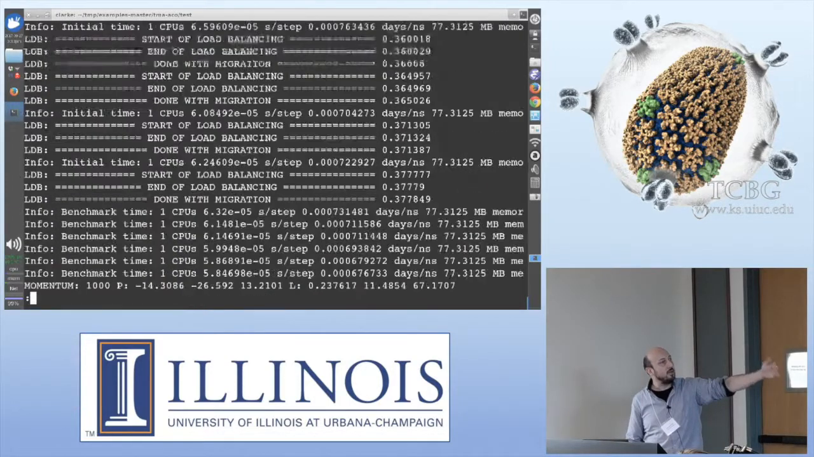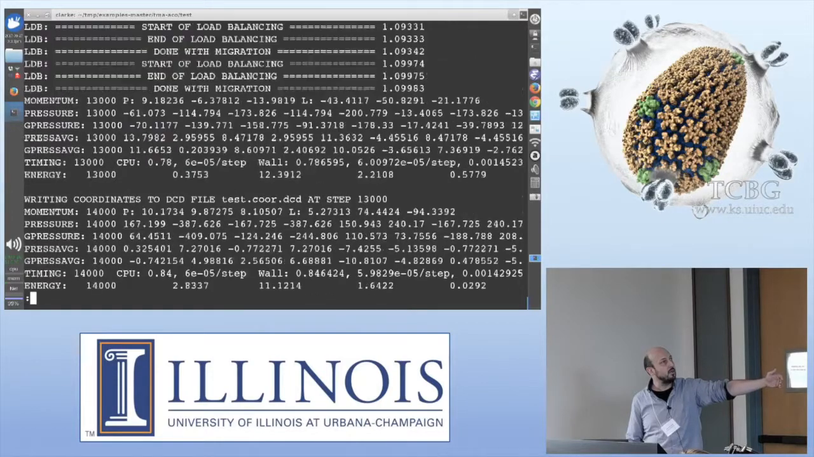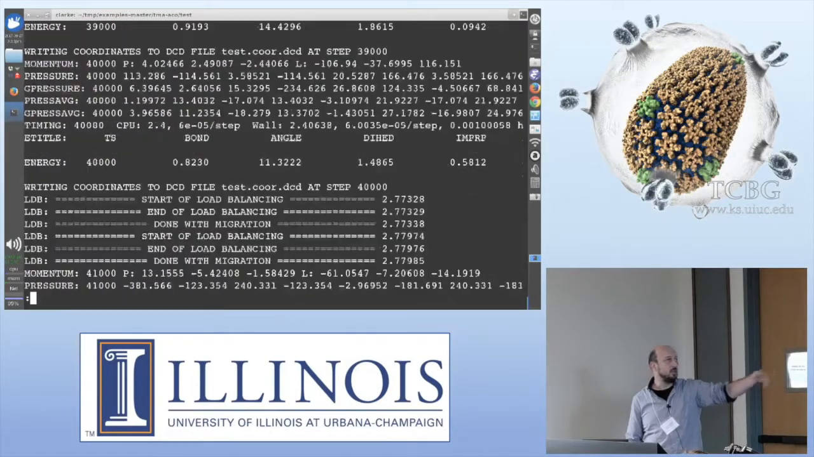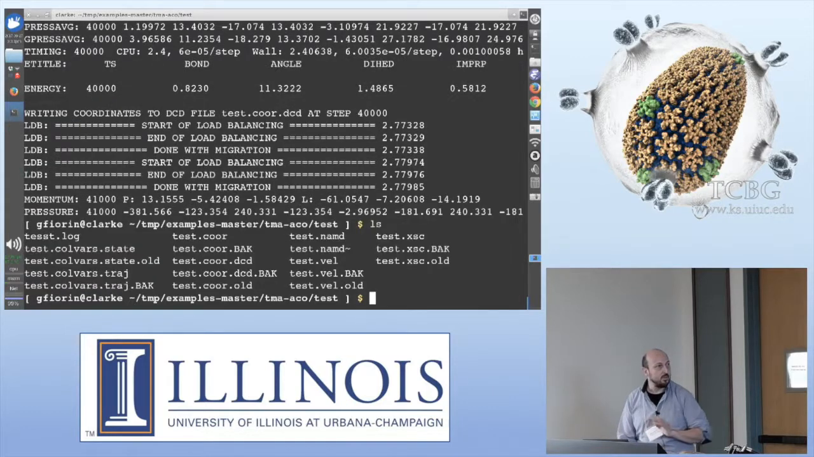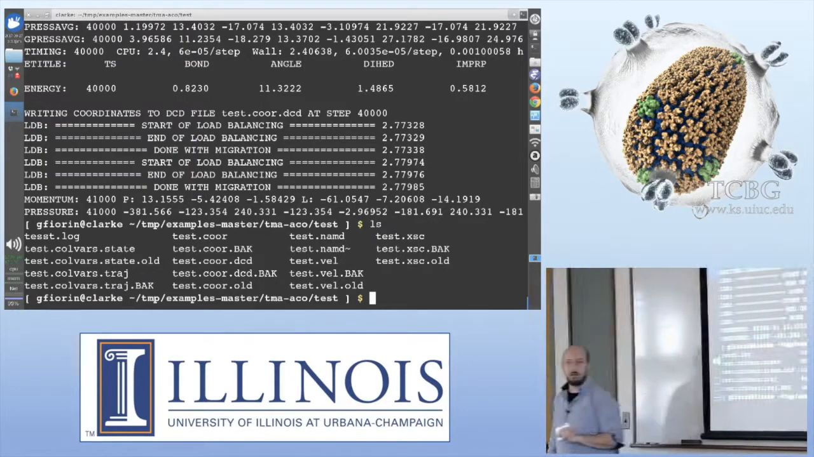From time to time, I don't know how often the restart gets written here. Maybe not often enough, but basically we will print information just like NAMD does. Now we have results here. What we have here is, in this case, still the trajectory file in collective variable space.